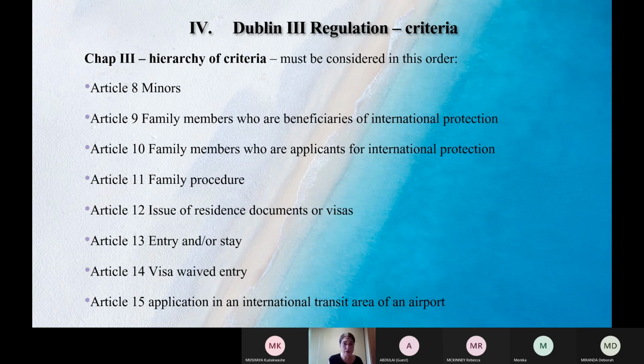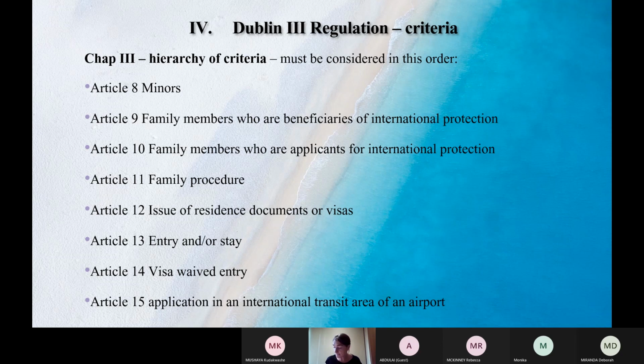Then Article 12, that's the next criterion that needs to be considered. This is where a person has been issued a valid residence document. Where they've been issued a valid residence document, the member state that issued that document is responsible. Equally, where they have been issued a valid visa, the member state that has issued the visa is responsible. And this is subject to certain provisos.